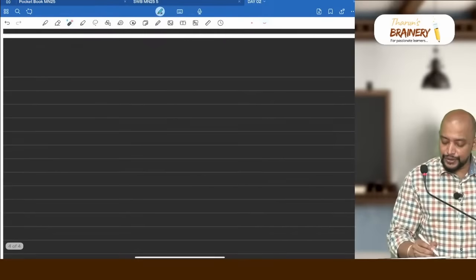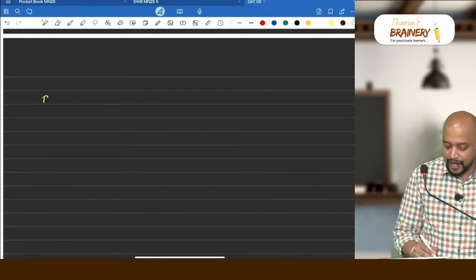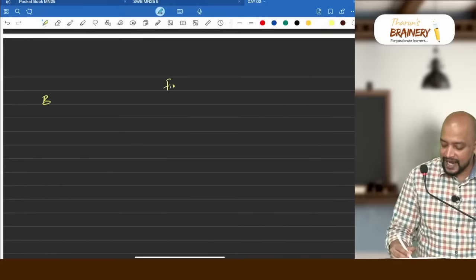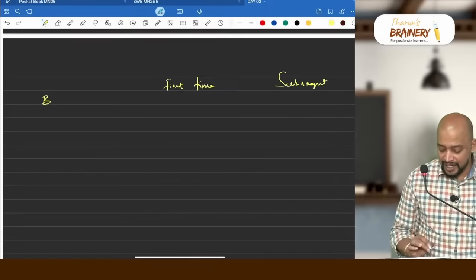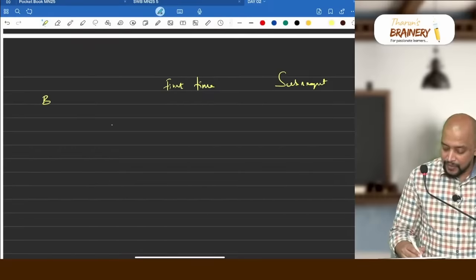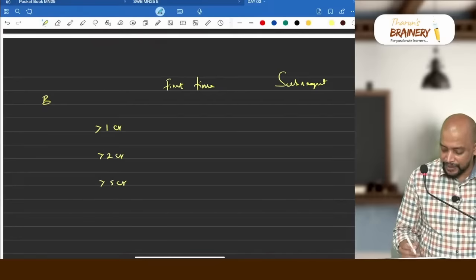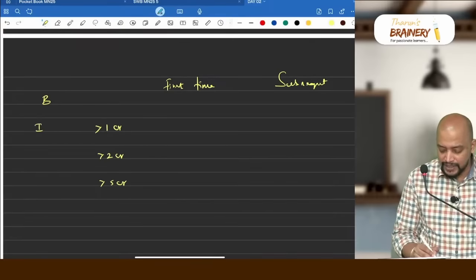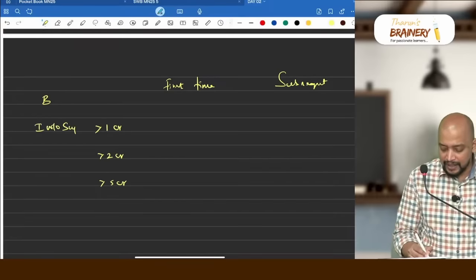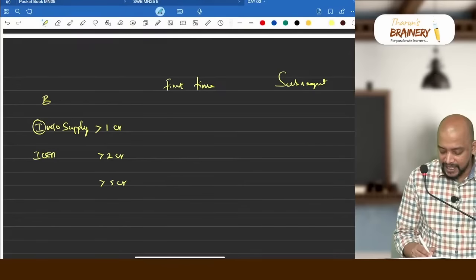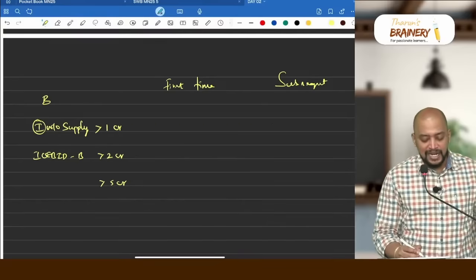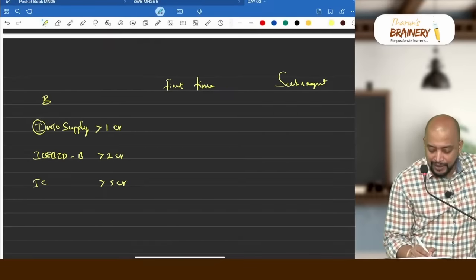Got it? So what is the table that you need to remember? First what you need to see is books of accounts default, first time and subsequent. Thereafter, next: greater than 1 crore, greater than 2 crores, greater than 5 crores. This 1 crore point is only for invoice without supply, correct? But this 2 crores etc. is for ice bid minus B. Why ice bid minus B? Because for books of accounts default this is not applicable. But for all other offences, ice bid minus B, it is applicable.